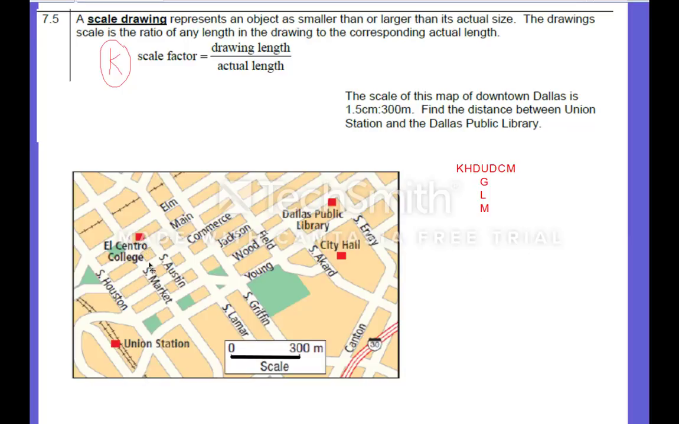So what they'd like to know is the distance between the Union Station, which is over here. I'm going to highlight it for you real quick. So here's the Union Station and the Dallas Public Library. So what we need to do is find a way to measure this area right here, and that would be our drawing length, and then we would be able to find out the actual length.